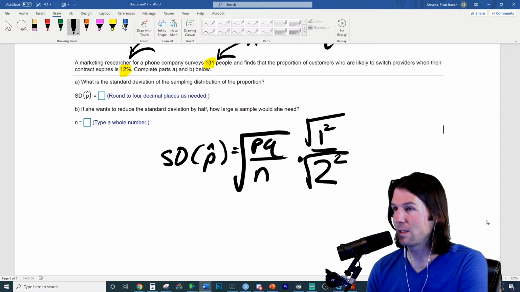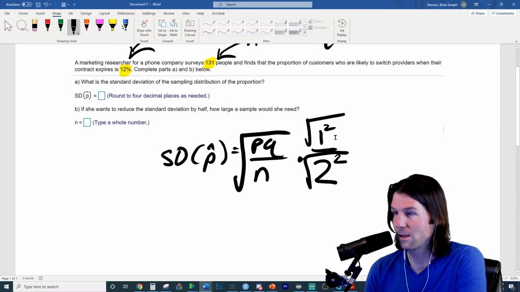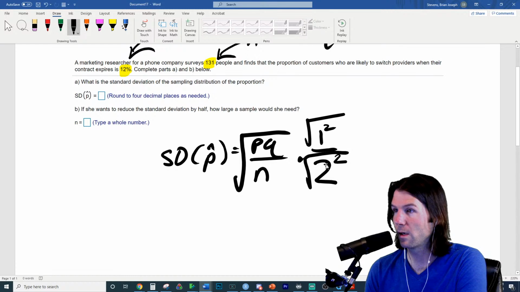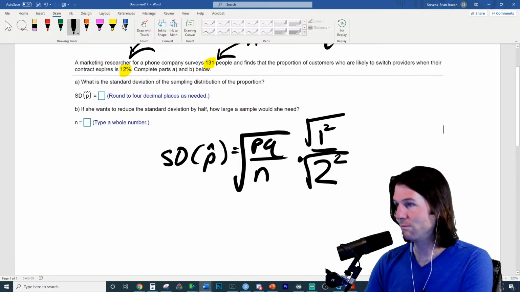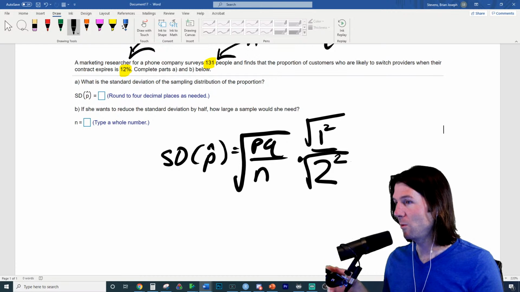Would you agree with me that I have now squared and square rooted? Like this is the same thing. Does this all make sense right here that that's the same thing? This right here is the square root of 1 squared, which is just 1. This is the square root of 2 squared, which is just 2. Does that make perfect sense? Like that's the square root of 2 squared, which is still 2.